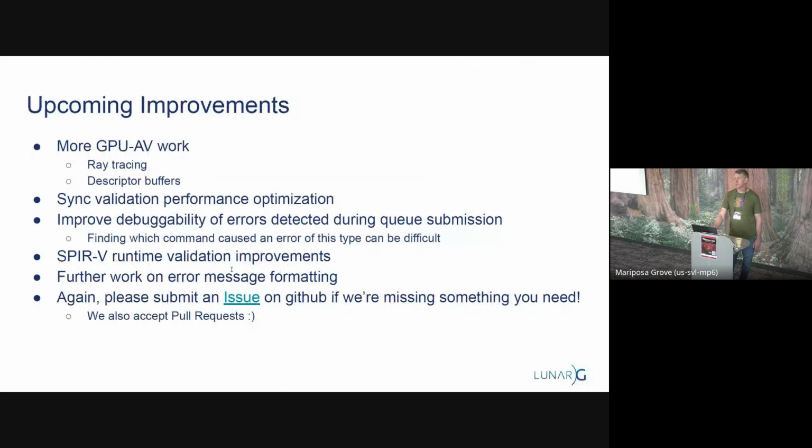So next, we have a lot more work to do in GPU-AV. There's people working on ray tracing. Descriptor buffers is going to be another big project related to the descriptor indexing validation. Sync validation, as Karen mentioned, is working on performance improvements. I'd like to improve the debuggability of these errors that happen at queue submit time. Right now, it can be difficult because you could have thousands of commands that are possible causes of the error. SPIR-V runtime needs more improvement, and we're going to keep working on the message formatting.